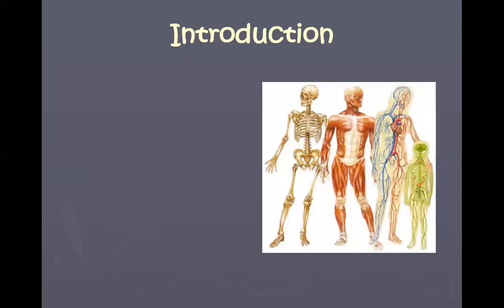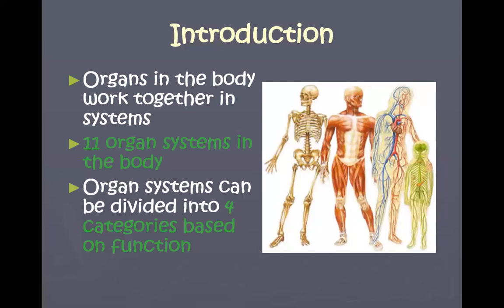Organ systems. Overview of organ systems. It's the 4th one on Canvas. There are 11 organ systems. They can be divided into 4 basic categories of function. Over the course of this year, we're going to try to place all 11 in one of these 4 categories.